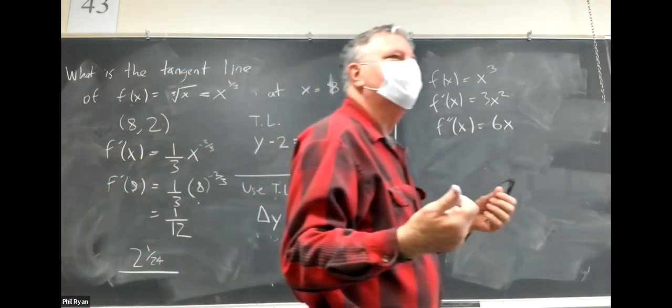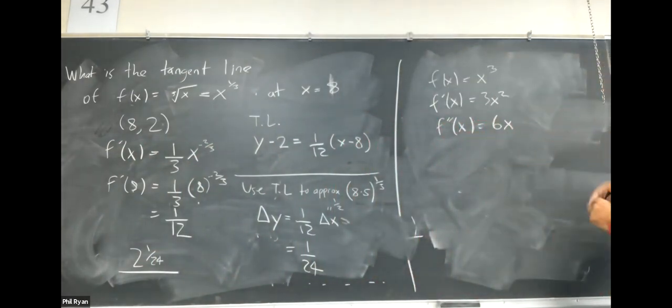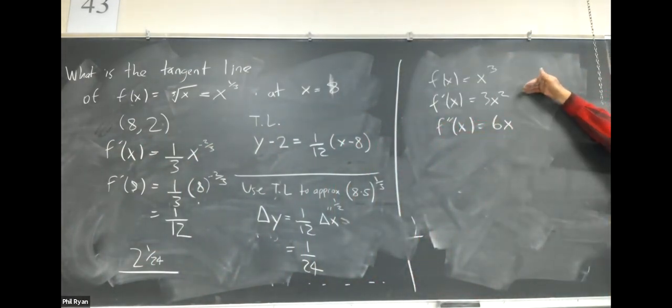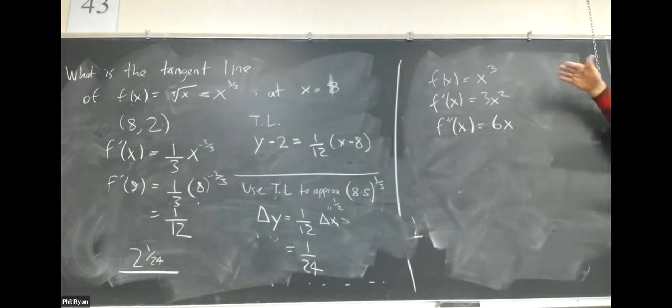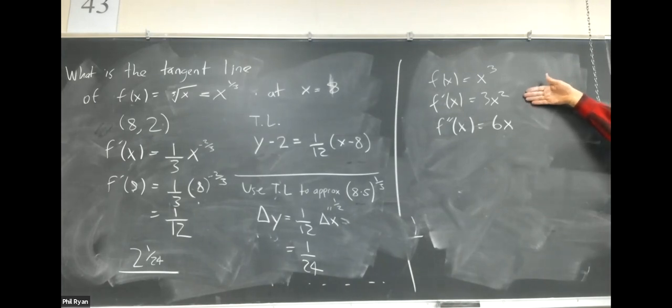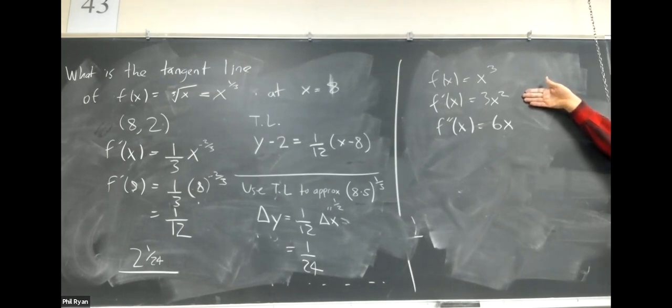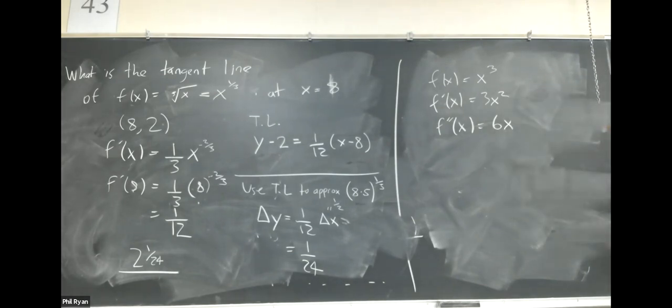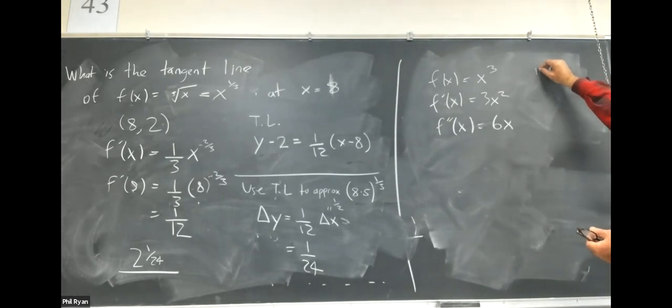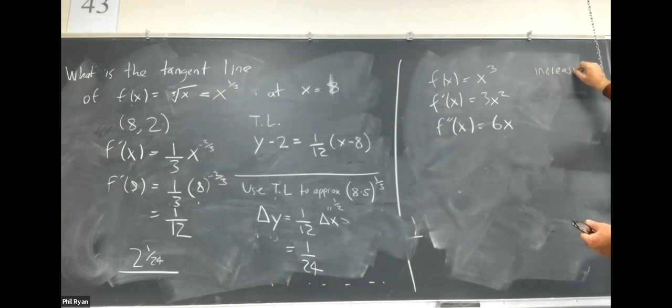Okay, what information do derivatives tell us? What information does the first derivative give us? Increasing or decreasing, right? So the fact that the derivative is 3x squared tells us what? Is that positive or negative? It's going to be positive except at 0. So this tells us this function is basically always increasing.